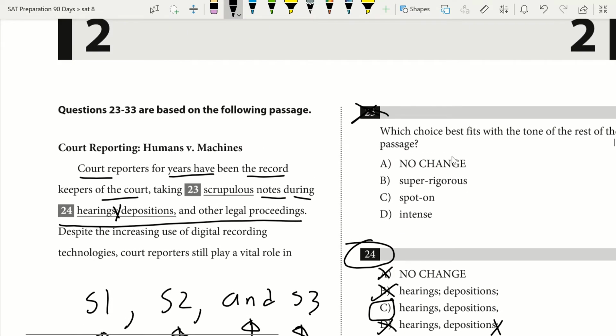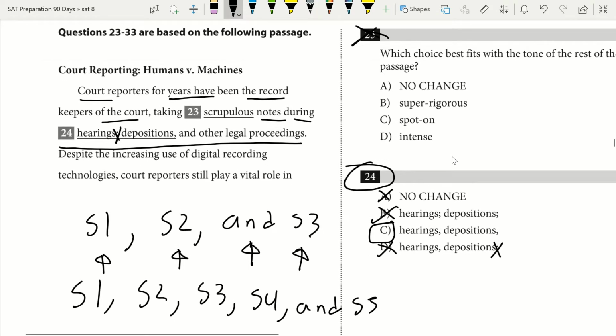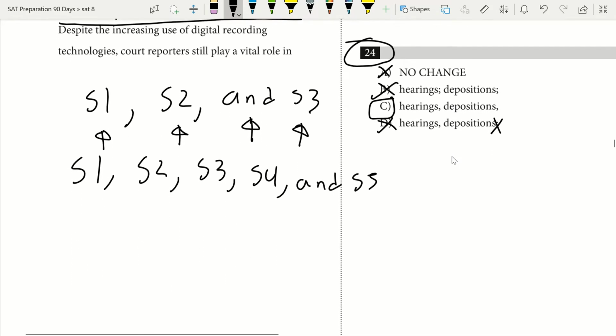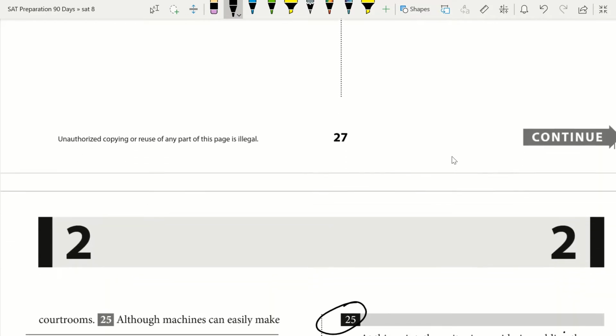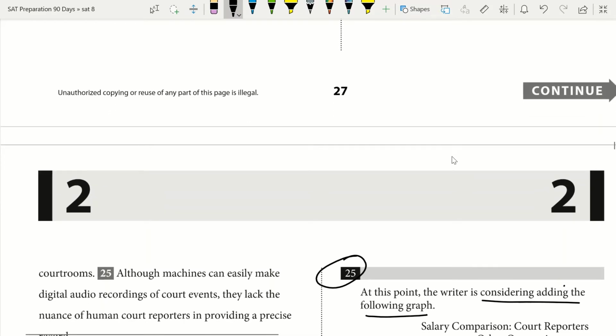We have court reporting, humans versus machines. Court reporters for years have been the record keepers of the court, taking scrupulous notes during hearings, depositions, and other legal proceedings. Despite the increasing use of digital recording technologies, court reporters still play a vital role in courtrooms. So we see court reporters play a vital role in courtrooms, so they play an important role.